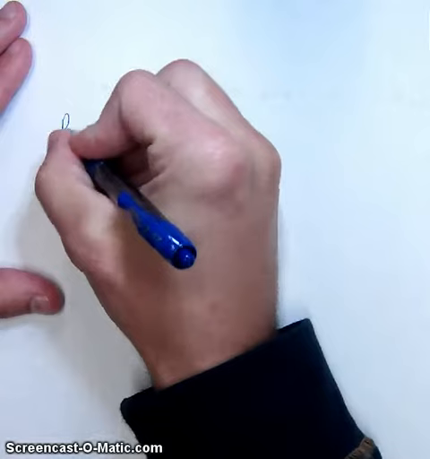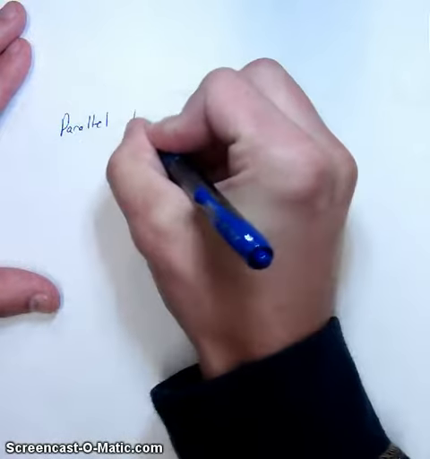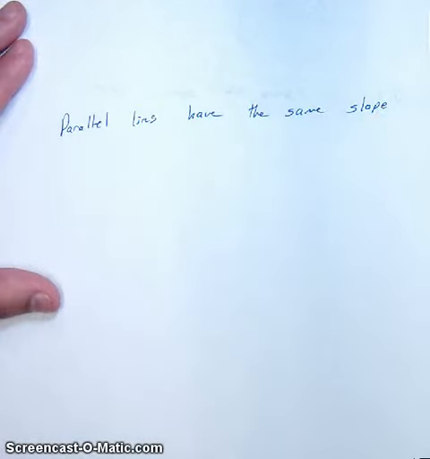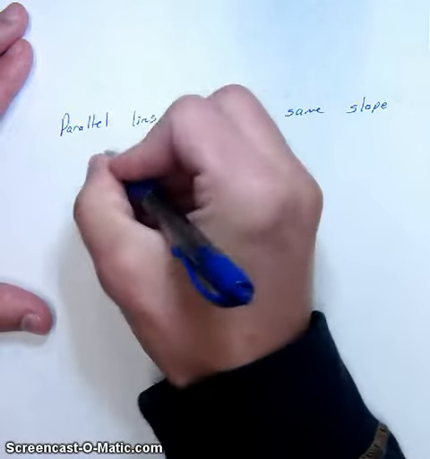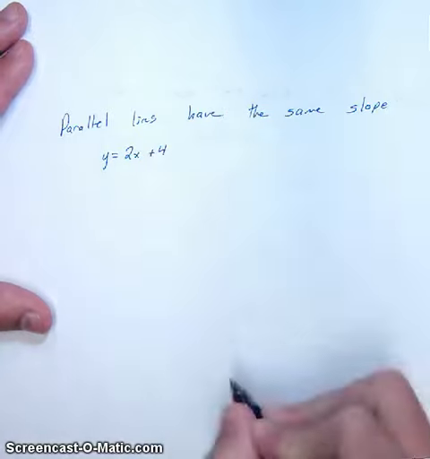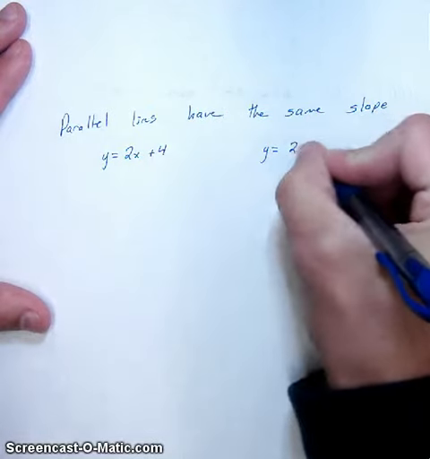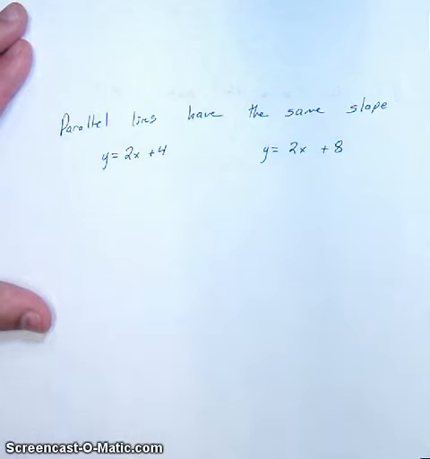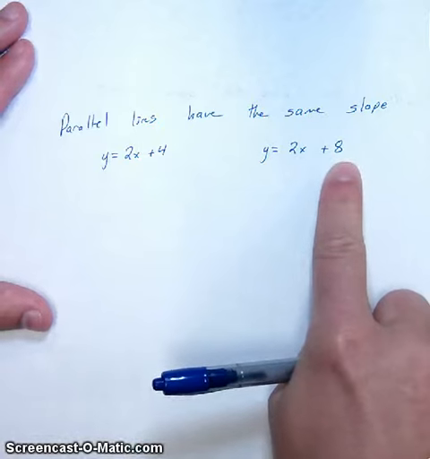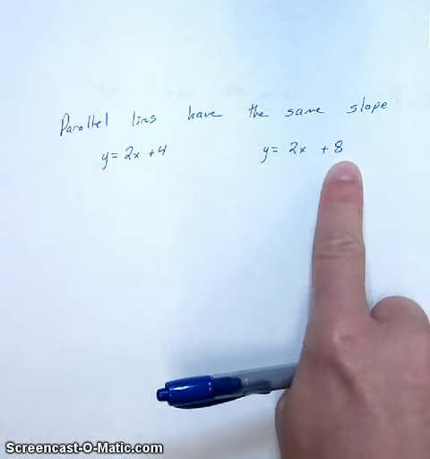But parallel lines have the same slope. And so the y-intercept just kind of shifts it up and down. So if we wrote two equations here, if I wrote the equation y equals 2x plus 4, and I wrote the equation y equals 2x plus 8, you know that those lines would be parallel to one another. It's just one has a y-intercept of (0, 4) and one has a y-intercept of (0, 8). So if you did not make that conjecture, you want to make sure you get that down on your paper.